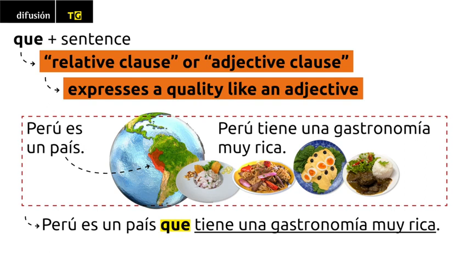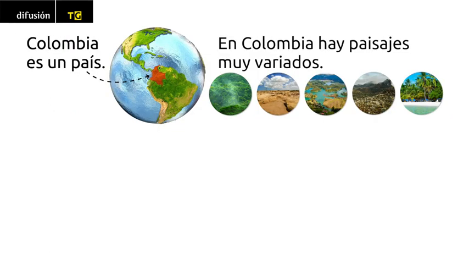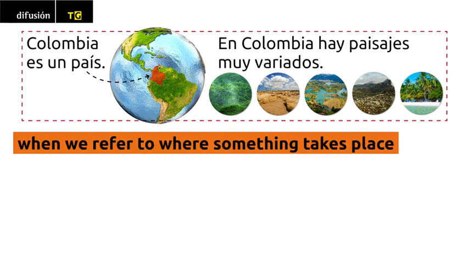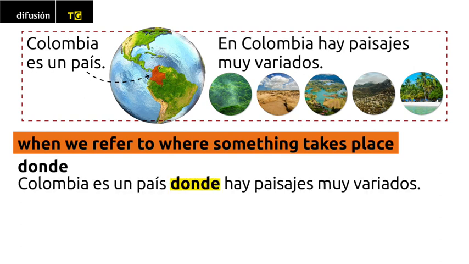Now please look at these two sentences, and note especially the second one, in which a place is referred to with the preposition en. Colombia es un país. En Colombia hay paisajes muy variados. When we refer to where something takes place, we can use the connector donde. Here is how it works. Colombia es un país donde hay paisajes muy variados.